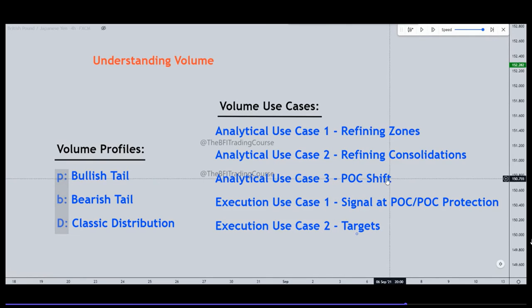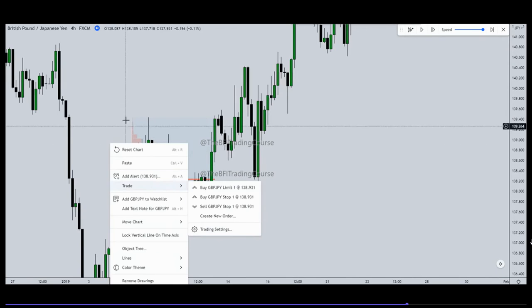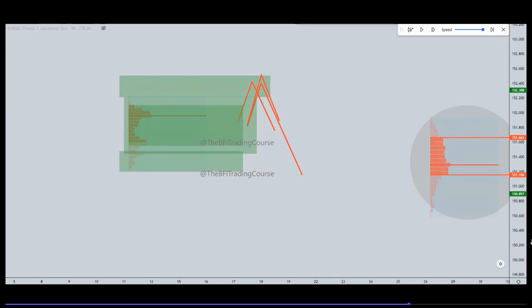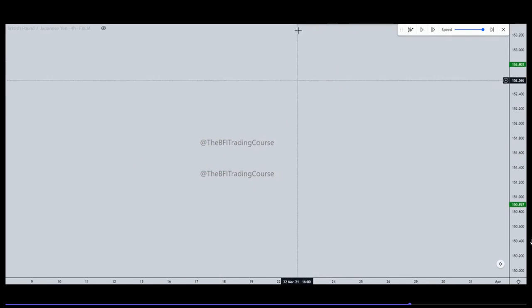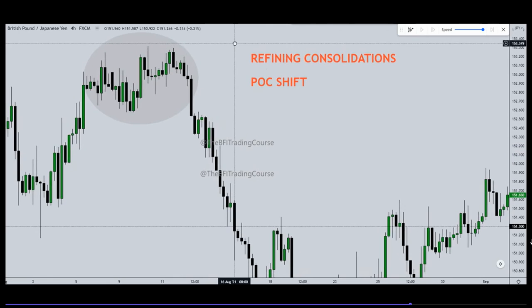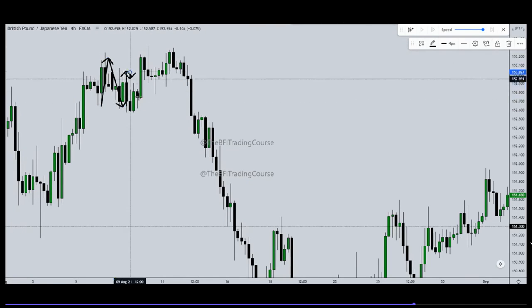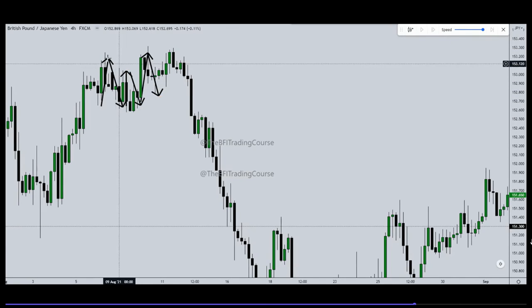Number 3 is our POC shift. What is our POC? Point of control. It's the level with the heaviest volume, this red line here. What do we mean when we say POC shift? This is where we need to take this volume and across this point here, once you see multiple up and down movement, that's when you want to use your volume tool.